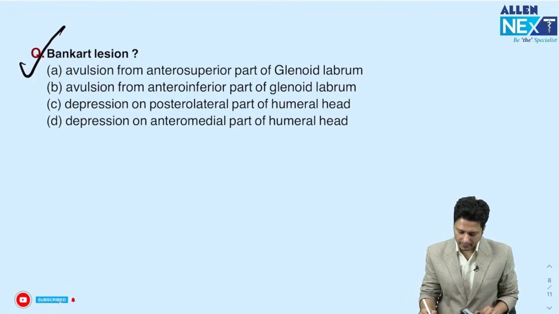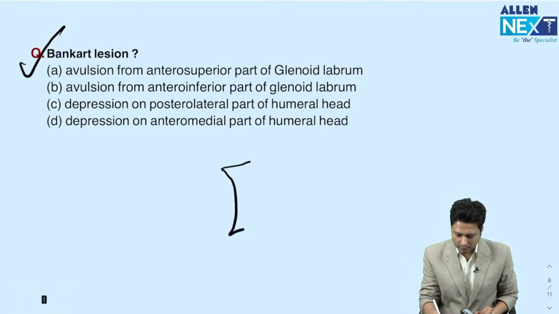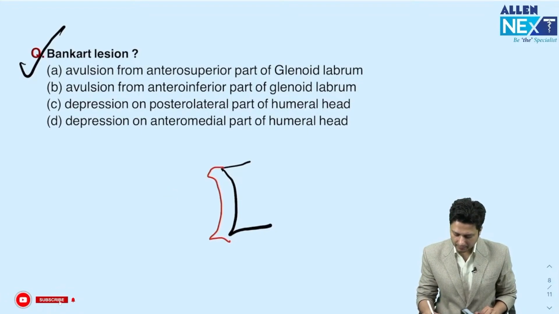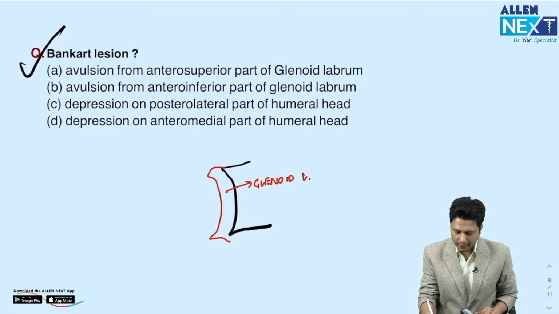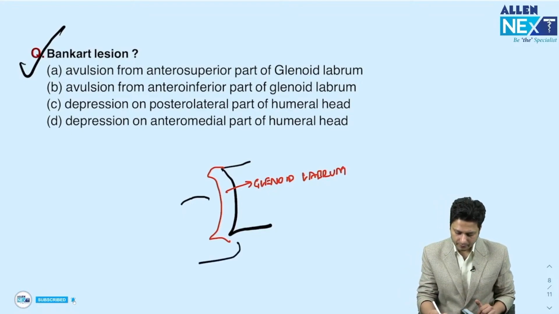Now just try to understand. Imagine this is a bone, that is the glenoid bone. Over that there is a fibrocartilaginous structure which is known as the glenoid labrum. So this is the glenoid labrum. Now every time there is a trauma which is responsible for thrusting the head of the humerus to move out of this glenoid labrum. All right.